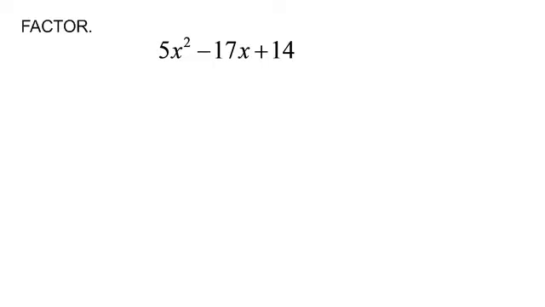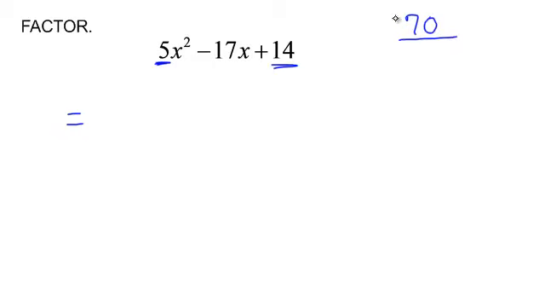I'm going to use what I call the long way, or with grouping, because I have 5 in front of my x squared, a number other than 1. In order to use grouping, I need 4 terms. I want to take these 3 terms and change them to 4 terms. How do we do that? You begin by multiplying the coefficient of your x squared term and your constant. 5 times 14 is 70, a positive 70.